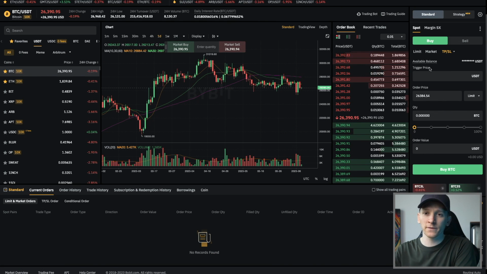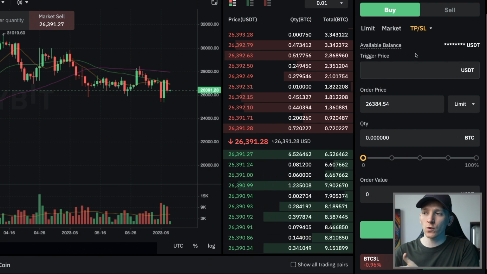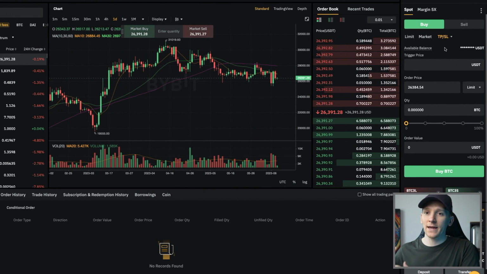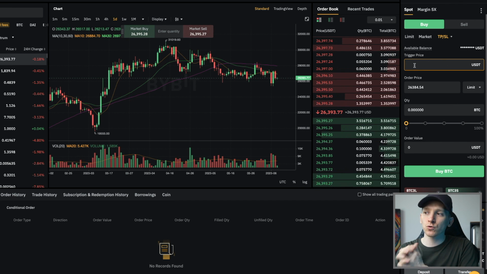On Bybit, you may also see something called TPSL. This is known as take profit and stop loss. This is using one specific order type, which is known as a trigger order. You can have it above the price. If you're a seller, if you have Bitcoin and you're a seller, you can have it above the price, which is known as a take profit, or you can have it below the price, which is known as a stop loss. So this is an order which only triggers once a price is reached.